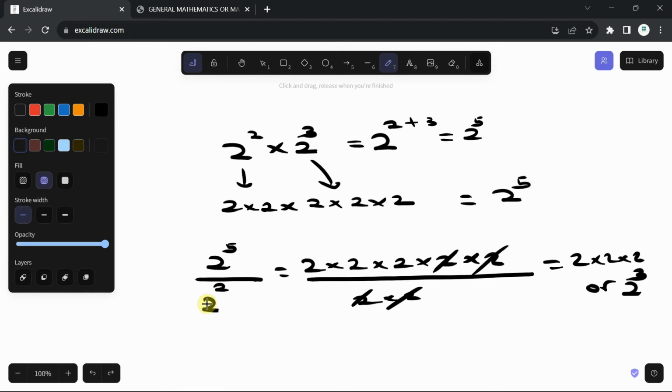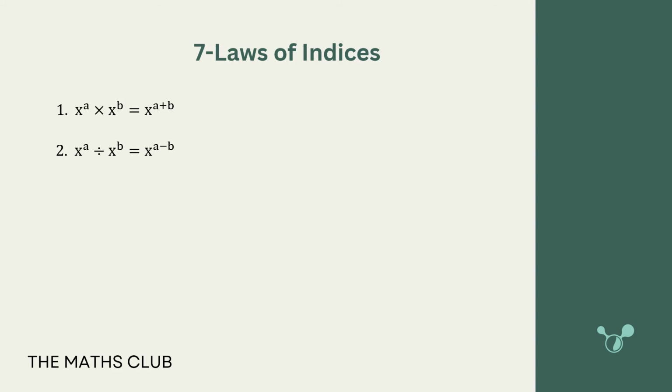Also, if they share the same base, 2, we could just say 2 raised to the power of 5 minus 2, and that will give me 2 raised to the power of 3. That's a very short way of doing it. You can see that once they share the same base and it's division, you can just subtract their powers.